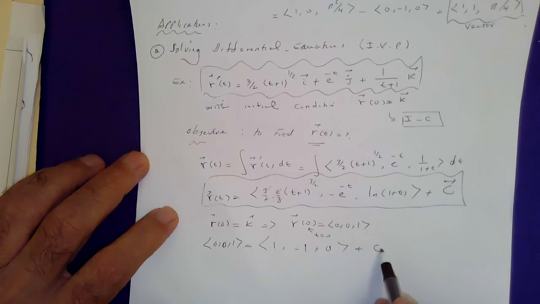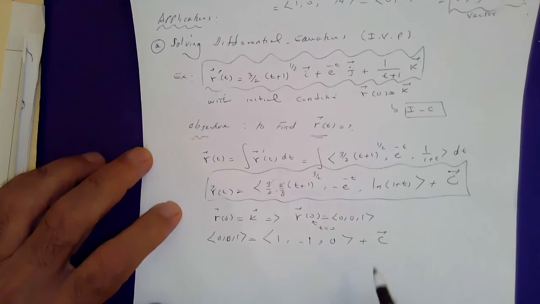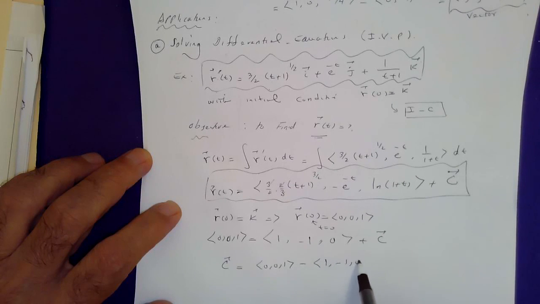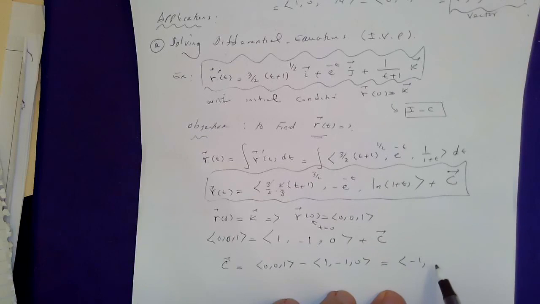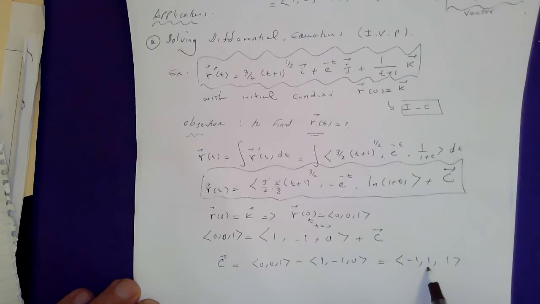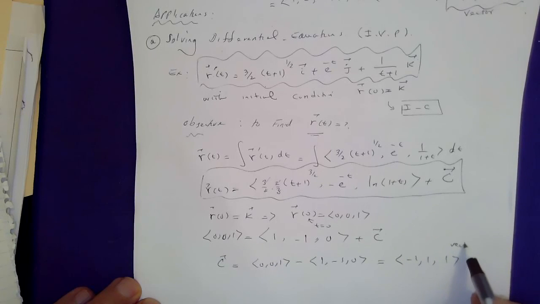This is plus c. So therefore, c is equal to (0, 0, 1) minus, move this vector over to the left side, subtract these two vectors, and lo and behold, you get (-1, 1, 1). So c is what? (-1, 1, 1). So remember, c is a vector. What do you do now?